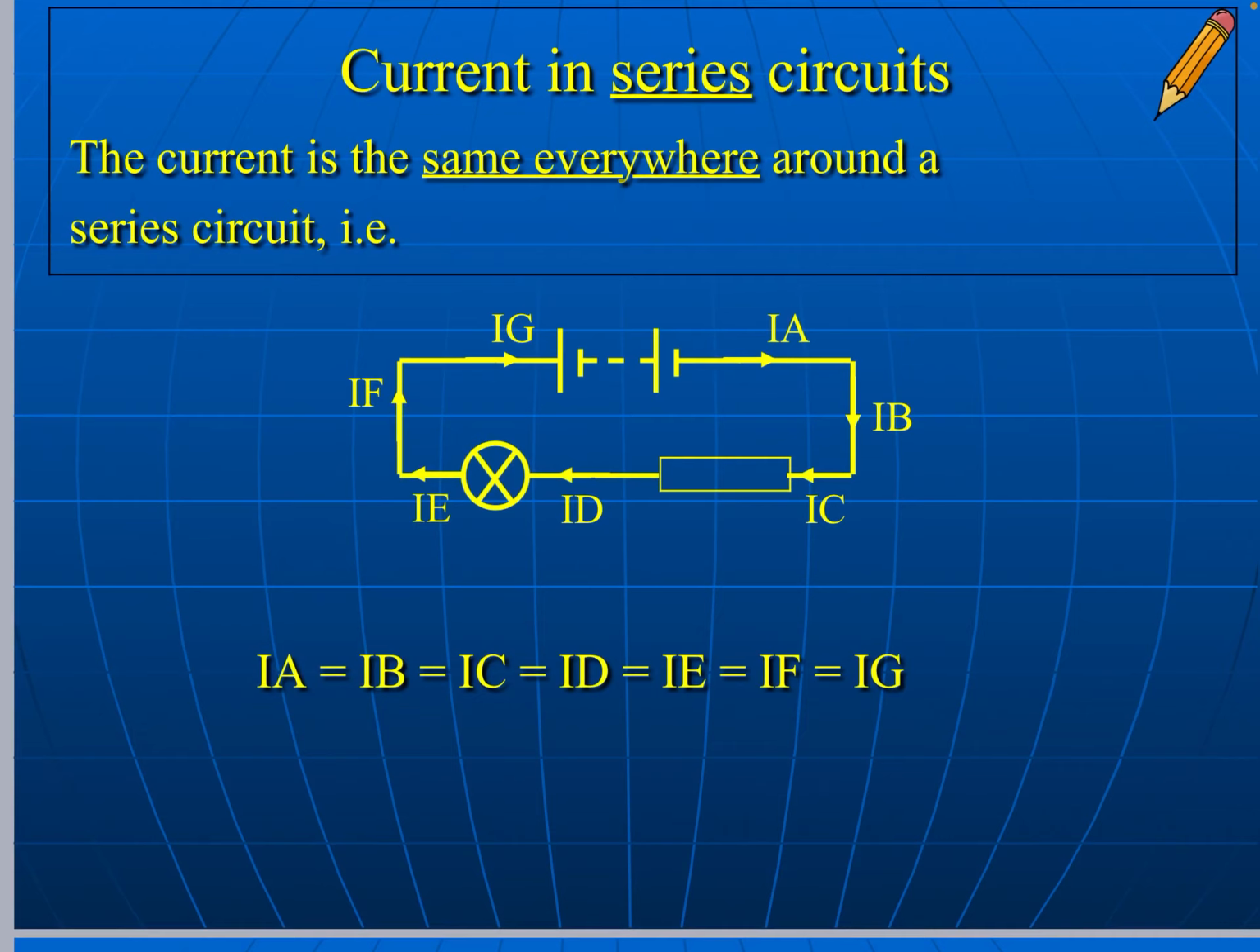So in a series circuit, the current is the same everywhere. Where it says IA, IB, that basically just means the current at A and the current at B and the current at C, and so on and so on. Because the electrons have no choice about where to go, the current is just the same anywhere in that circuit. So it doesn't matter where you put the ammeter, it would always record the same number because it's looking at the number of electrons that are flowing around that circuit.